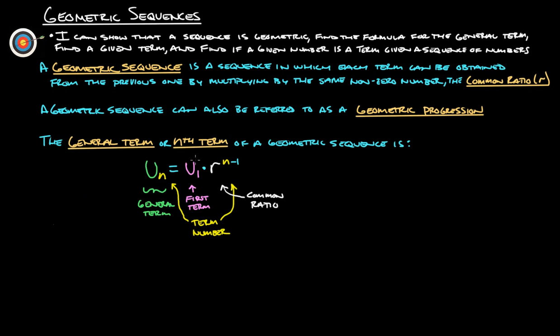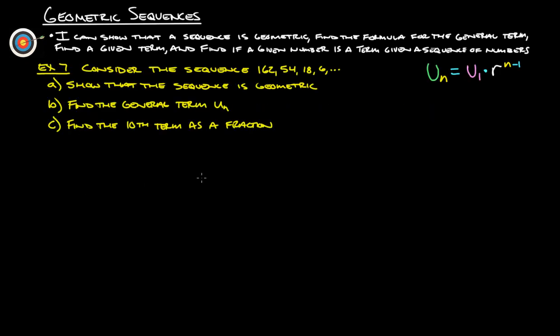And then here's what the formula looks like. The general term, or nth term, of a geometric sequence is u sub n, where n is the term number, and u sub 1 is the first term, just like we did in arithmetic sequences. The difference is we have r, the common ratio, raised to the n minus 1 power. So let's put this into use.